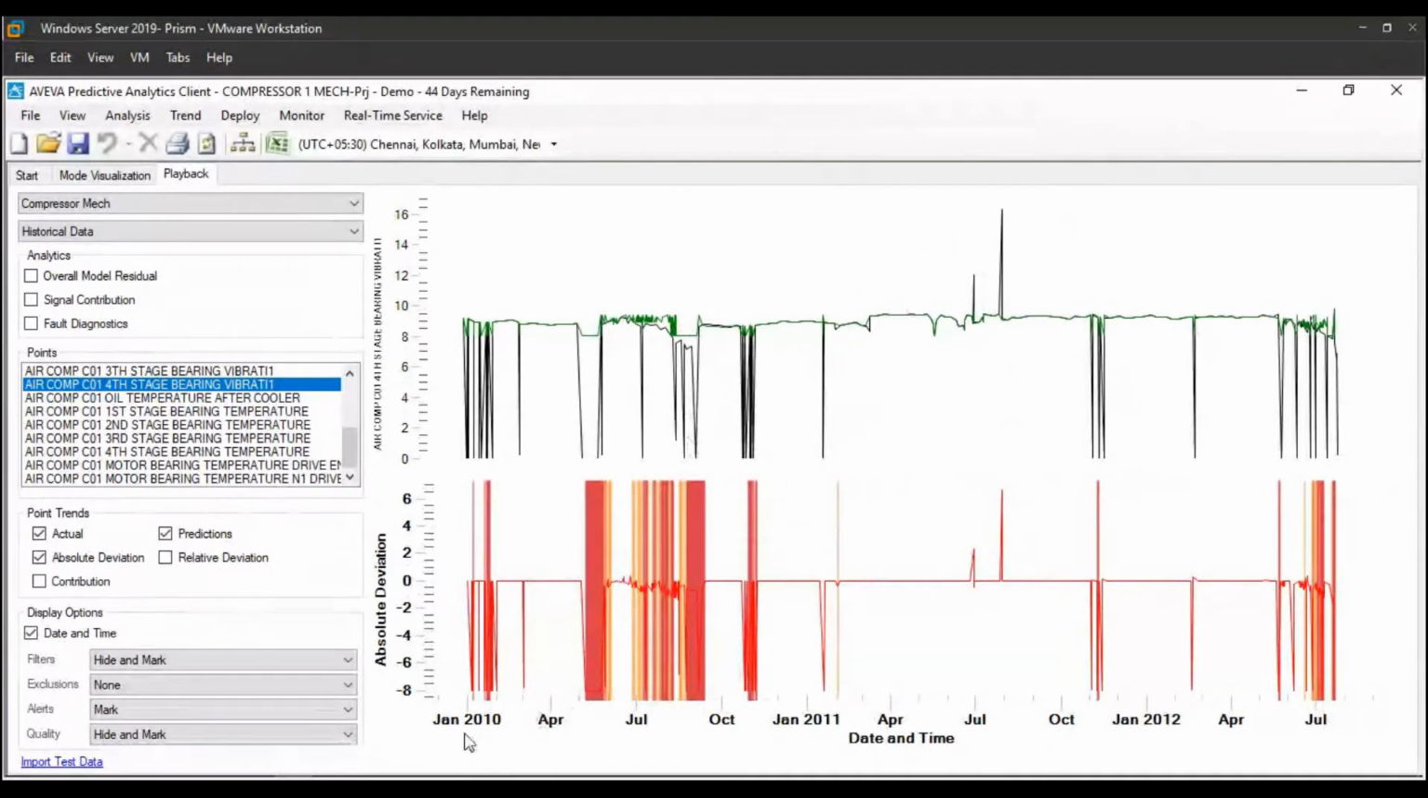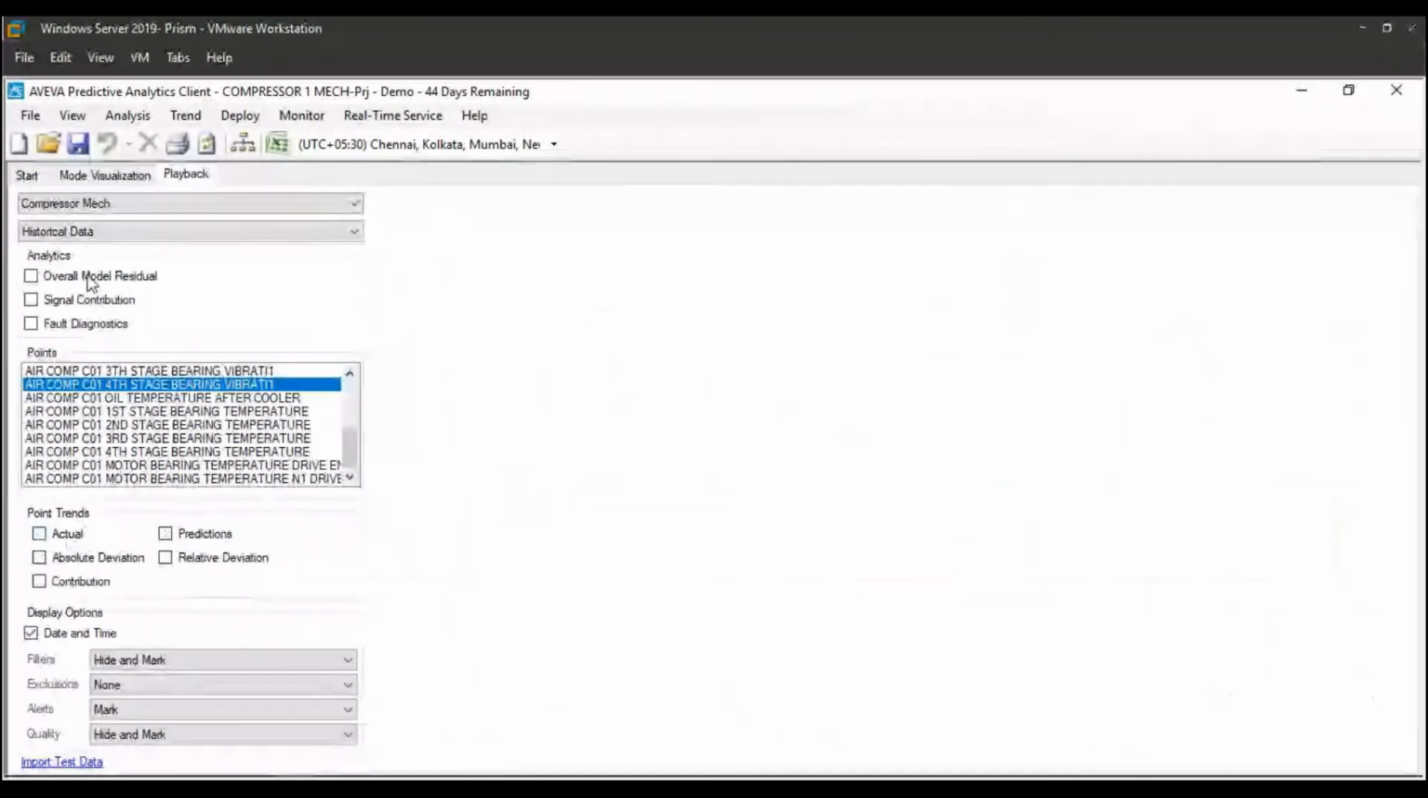Now I'll just explain the timeline of the graph. In this, we have data worth approximately 2 years. The objective here is to find out what was happening to the equipment in this time period as compared to what the ideal condition of the equipment was supposed to be. So for that, we'll first go to OMR.